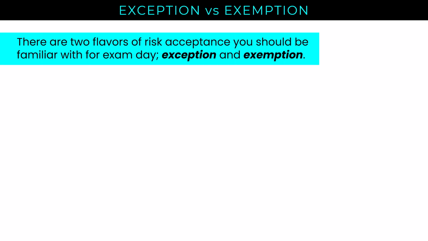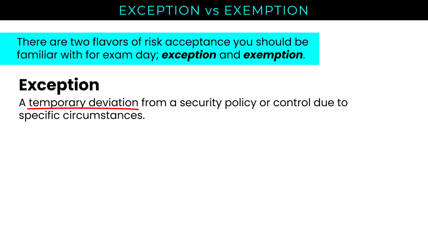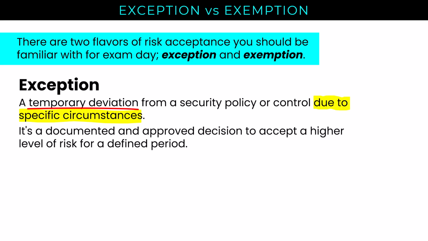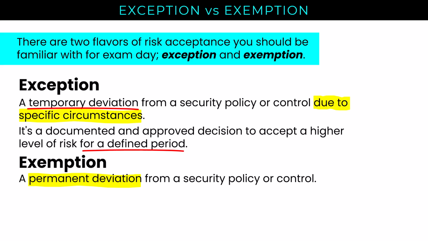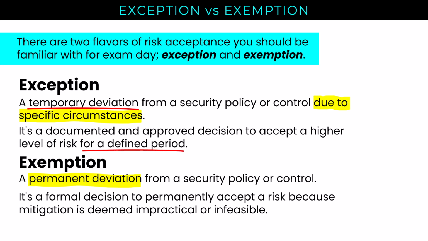Now, there's a bit of nuance when it comes to risk acceptance we need to talk about. It's called out in the syllabus, and that's exception versus exemption. These are the two flavors of risk acceptance. An exception is a temporary deviation from a security policy or control due to specific circumstances. It's a documented and approved decision to accept a higher level of risk for a defined period. An exemption, on the other hand, is a permanent deviation from a security policy or control. It's a formal decision to permanently accept a risk because mitigation is deemed impractical or infeasible.